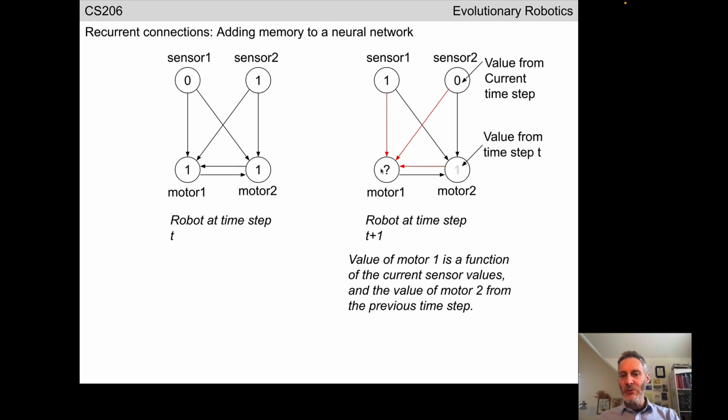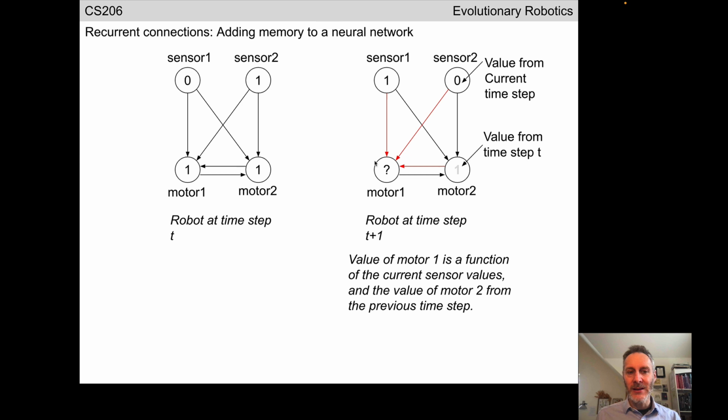So you'll see that the new value of motor 1 is actually a combination of current sensation, current sensor values, and past motor actions. So this is the robot's way of remembering, or incorporating into its current actions, or its current action being influenced by an experience it had in the past.